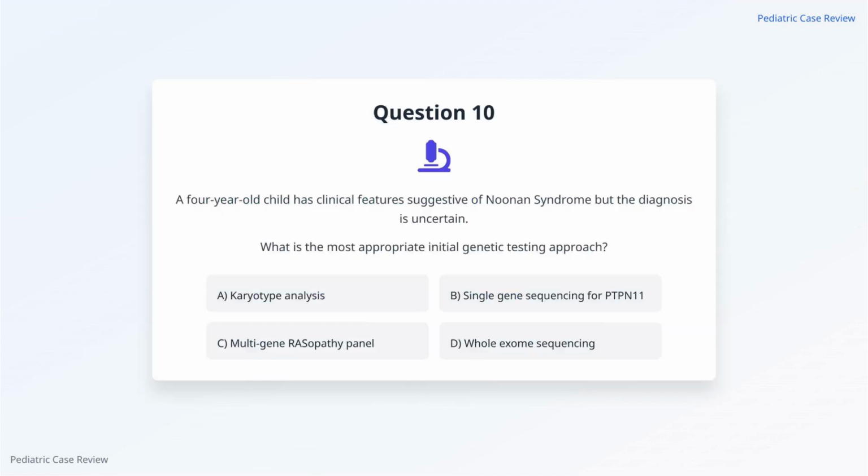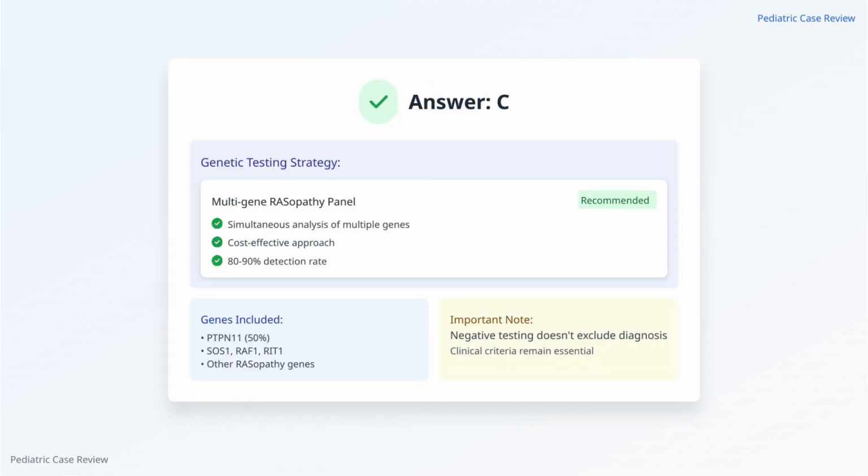Question 10. A 4-year-old child has clinical features suggestive of Noonan syndrome, but the diagnosis is uncertain. What is the most appropriate initial genetic testing approach? Option A. Karyotype analysis. Option B. Single gene sequencing for PTPN11. Option C. Multi-gene RASopathy panel. Option D. Whole exome sequencing. The correct answer is C.